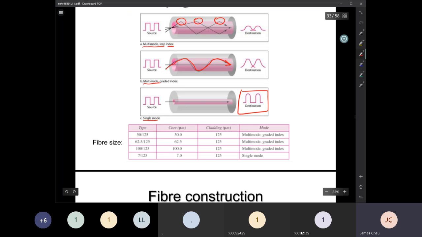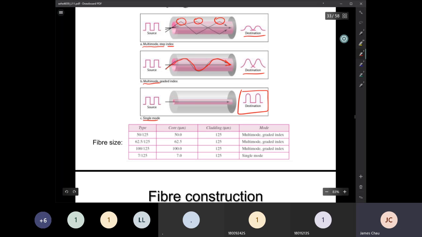Now, comparing the three different cables, you can see that the distortion coming out from the single mode should be the lowest. It has the lowest distortion. For the graded index, the distortion is in the middle, but for the step index, the distortion will become higher. Therefore, if you can, you may choose the single mode.